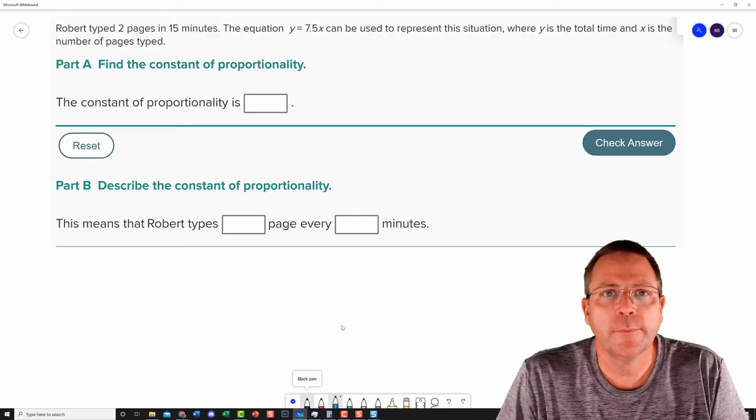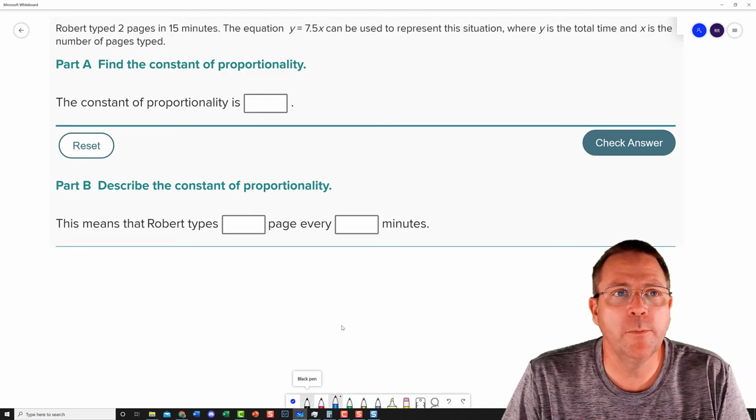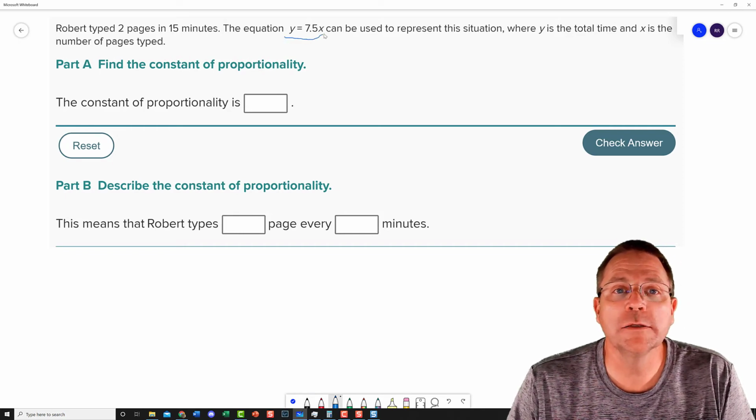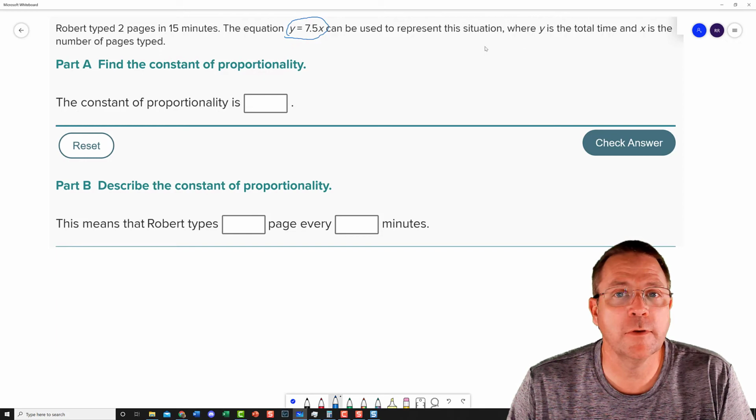Did you do it? Let's take a look at how I work this problem. Robert typed 2 pages in 15 minutes. The equation y is equal to 7.5x can be used to represent the situation, where y is the total time and x is the number of pages.